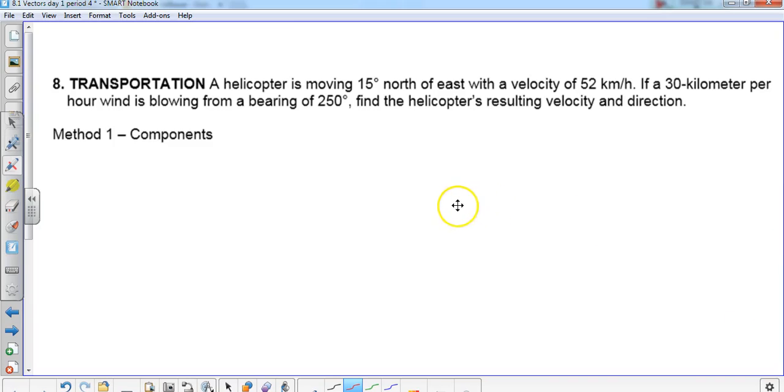Okay, so this is day 2 on vectors. This is worksheet 1, side B. Is that correct, guys? Yeah. On section 8.1.